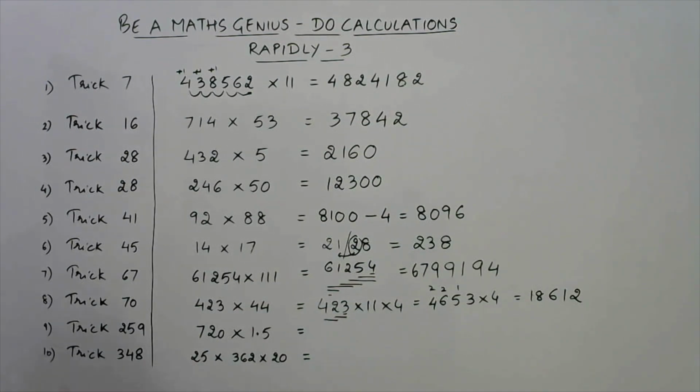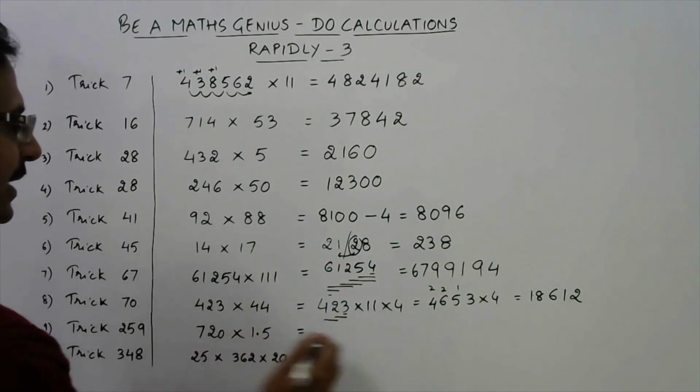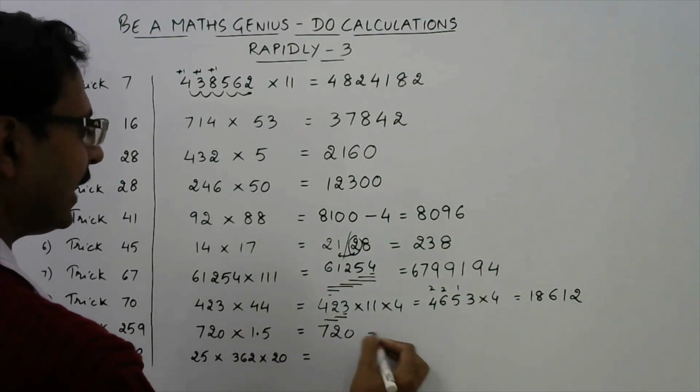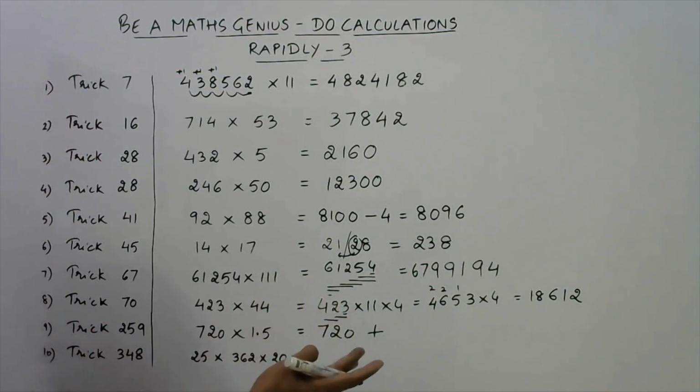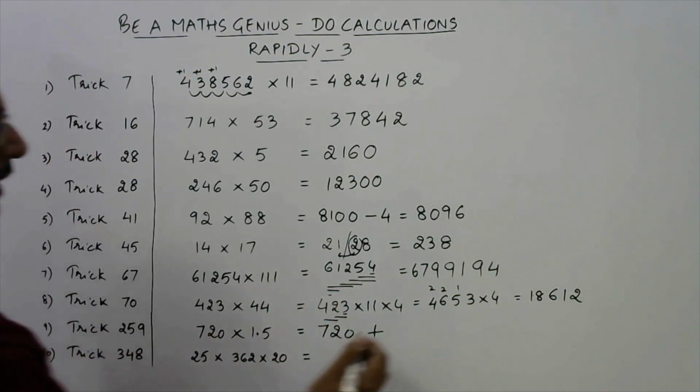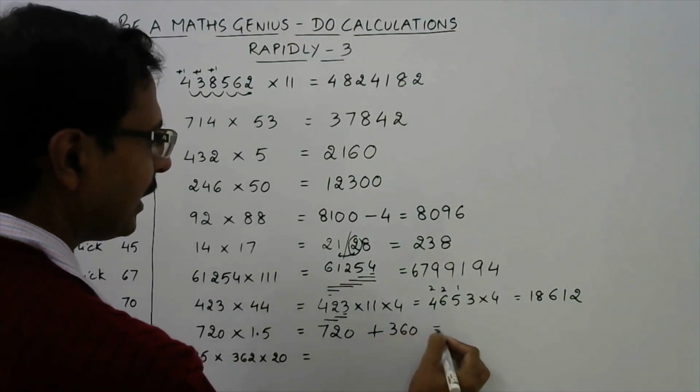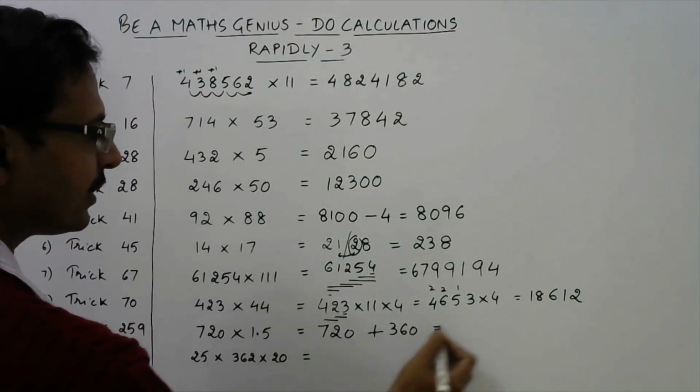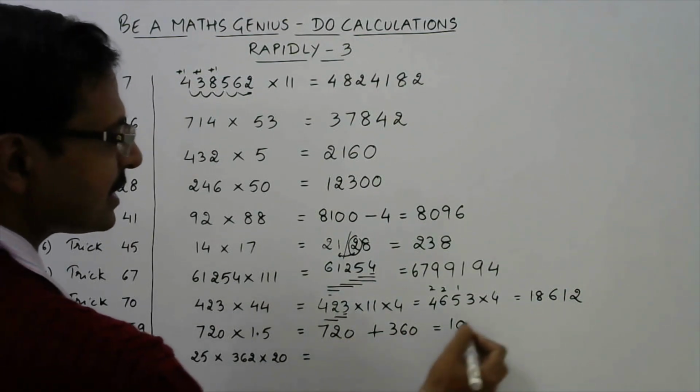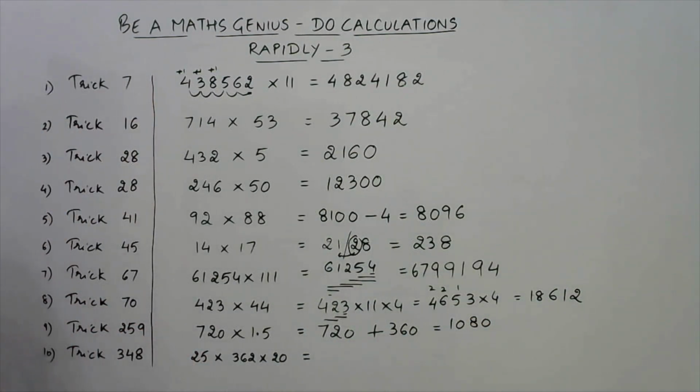So let's have trick number 259, in which I discussed the product of any number by 1.5 and 2.5 also. You can see the detailed trick. I am discussing only 1.5, taking one example. How do you multiply a number by 1.5? Just write that number first, 720, and then add half of that number, and you get the answer. 720, the half is 360. And now 700 and 300 gives you 1000, and 20 plus 60 gives you 80. So 1080 is the product of 720 and 1.5.